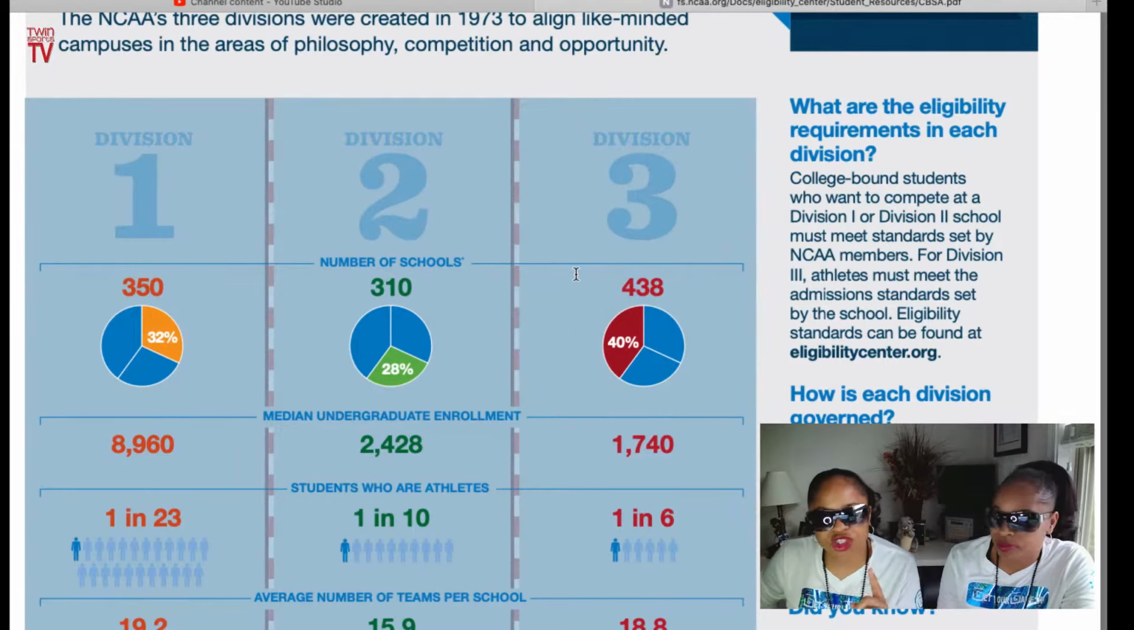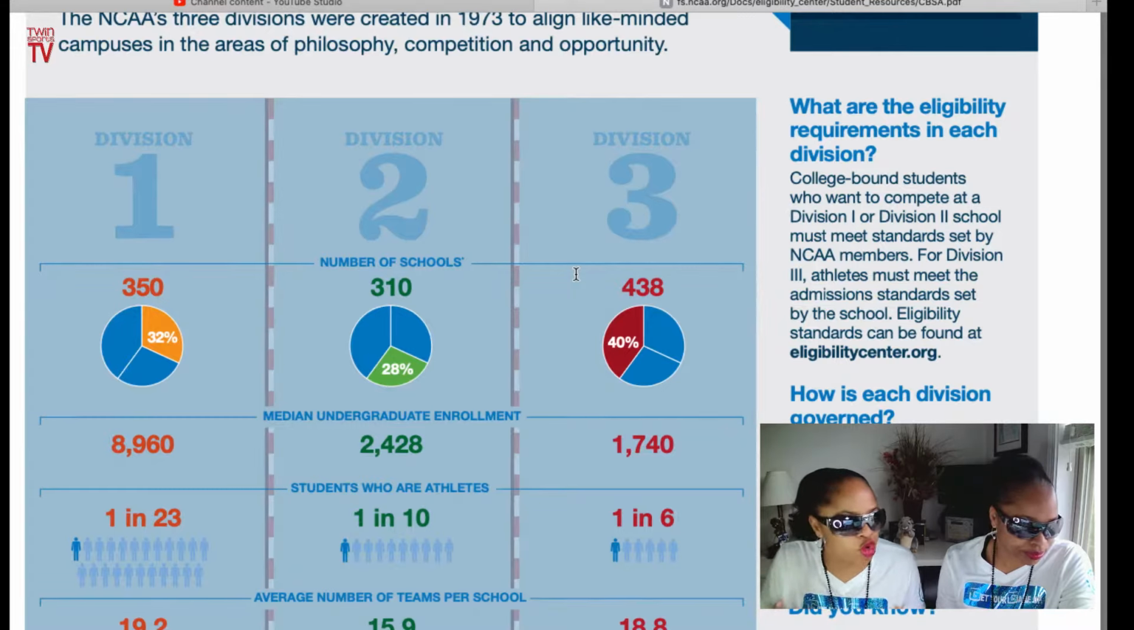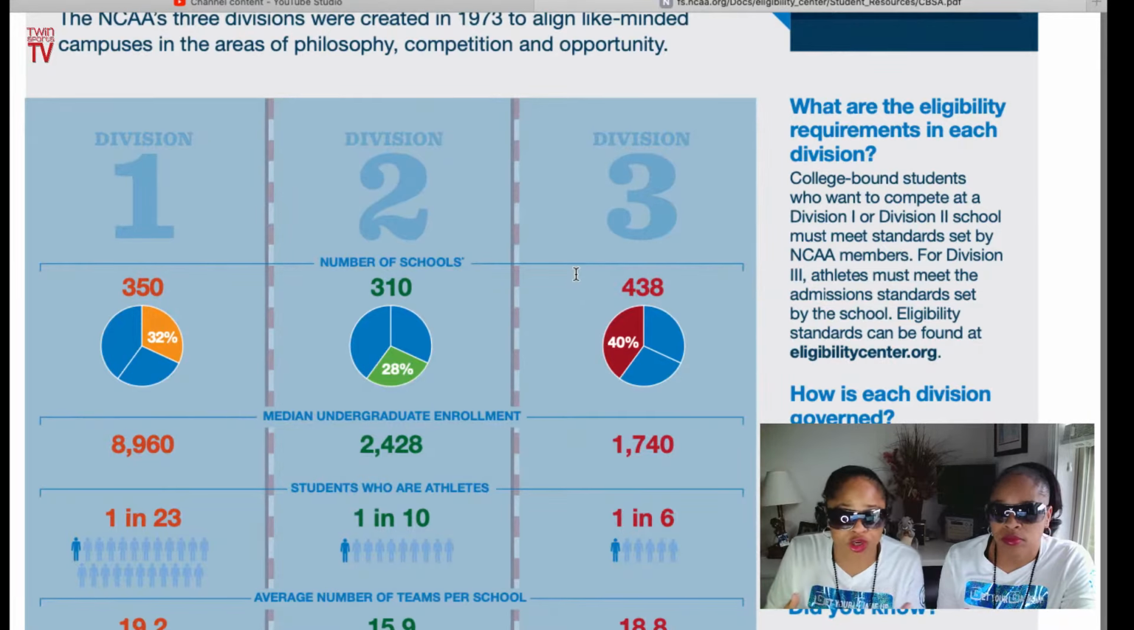These numbers do not include the provisional or reclassifying schools. That's schools going from D2 to D1 or D1 down to D3, however they're moving their classification, because sometimes it could take several years. So those schools are not in these counts.